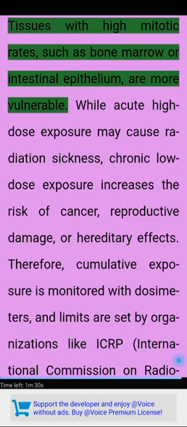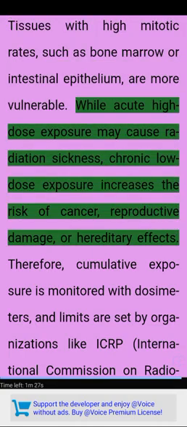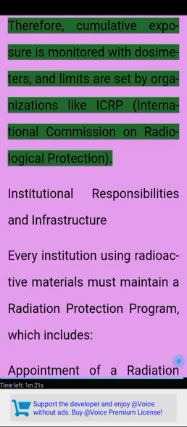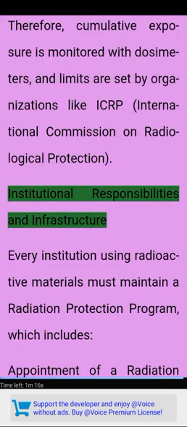Tissues with high mitotic rates, such as bone marrow or intestinal epithelium, are more vulnerable. While acute high-dose exposure may cause radiation sickness, chronic low-dose exposure increases the risk of cancer, reproductive damage, or hereditary effects. Therefore, cumulative exposure is monitored with dosimeters, and limits are set by organizations like ICRP, the International Commission on Radiological Protection. Institutional responsibilities and infrastructure.